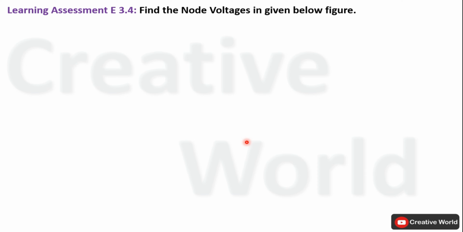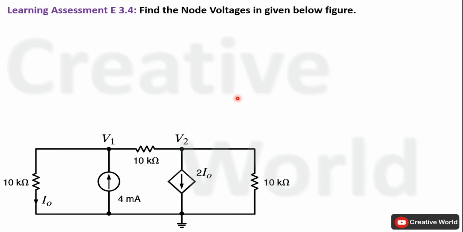Learning assessment E3.4. Find the node voltages in the figure given below. This is the circuit diagram of the given problem. Inside this network, we have to find these two node voltages labeled as V1 and V2 using nodal analysis. So without wasting time, let's proceed towards the solution.